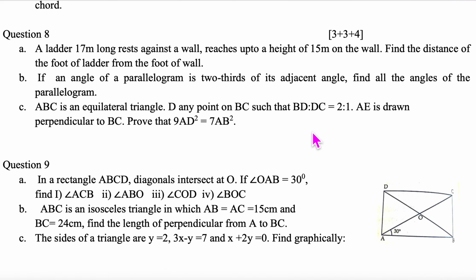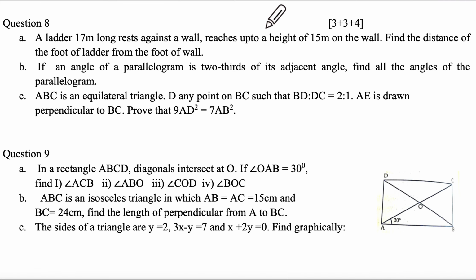Now let us look at this. Ladder reaches up to this, find the distance of the foot. It's simple, tell fast. Ladder is 17 up to 15 meter. They are asking this. It's a Pythagoras theorem, correct?